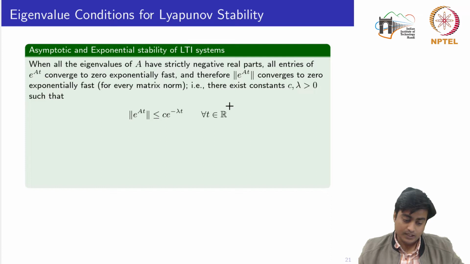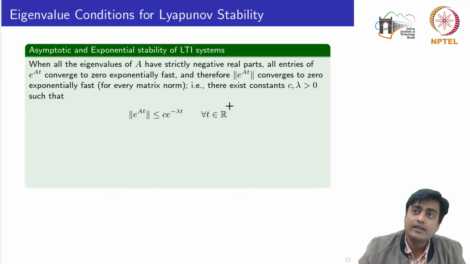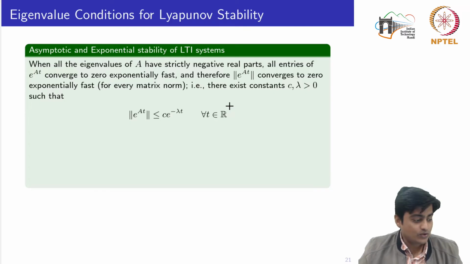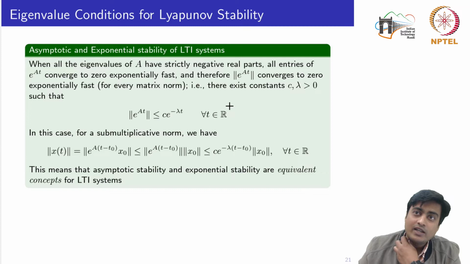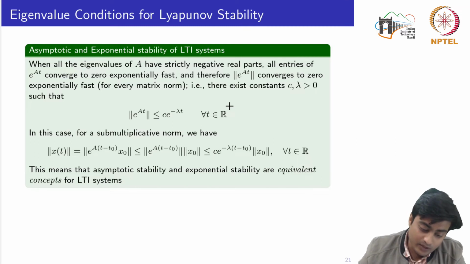Okay. So in fact, you can also see this equivalence from a logical proof, since we know at the outset that for linear systems, the response would be exponential in nature. So even if it is decaying or diminishing asymptotically towards 0, it will decay exponentially. So we have asymptotic and exponential stability equivalent, particularly for LTI systems.